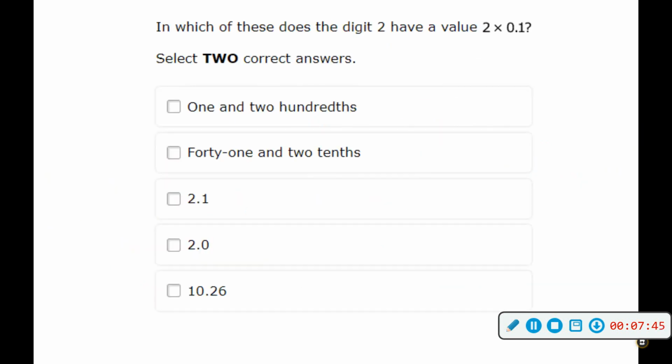Let's do some practice problems. In which of these does the digit 2 have a value of 2 times 0.1? This would mean that we are focusing on the tenths. So therefore, whatever 2 times 0 is going to stay that way. Whatever 2 times 1 is will occupy that space, which is 2. So that's why we are going to correctly input this as 2/10. We notice in number 1 here, there is no option for 2/10. Instead, it has 200ths, so that's not our answer.